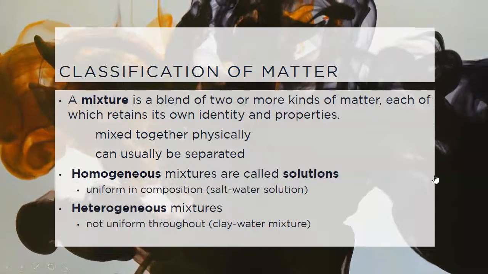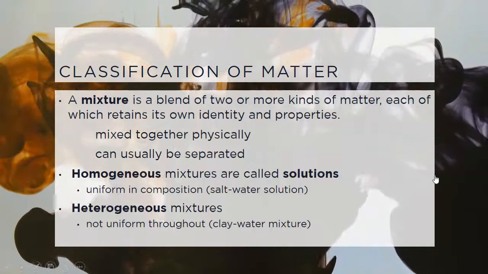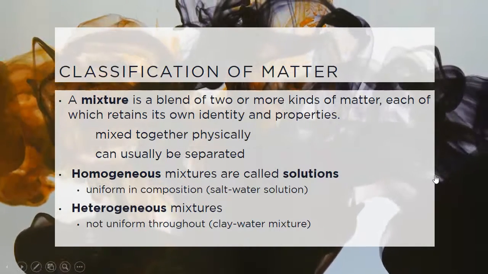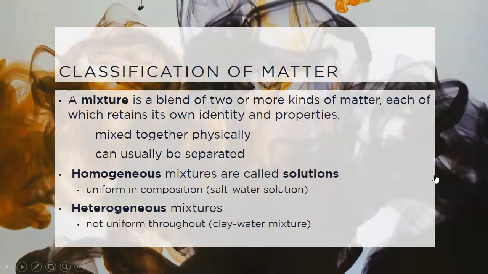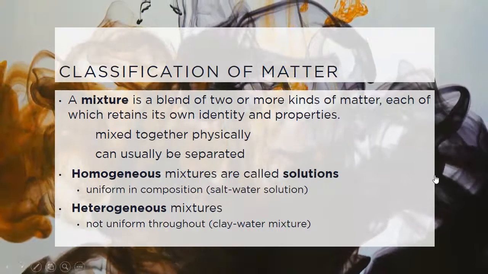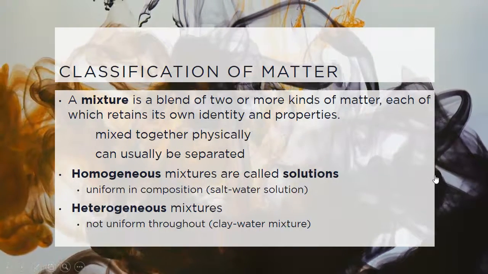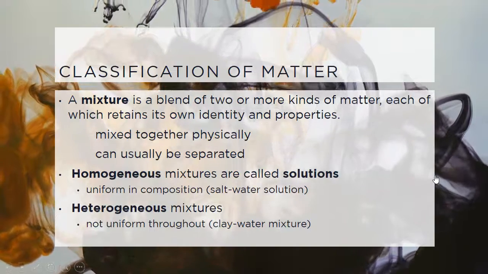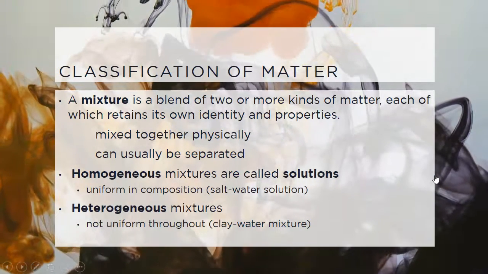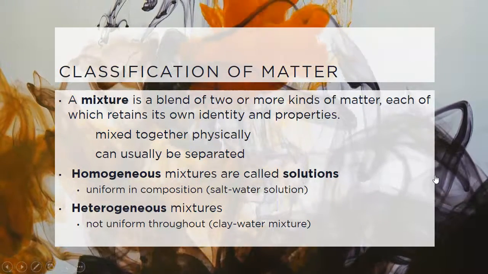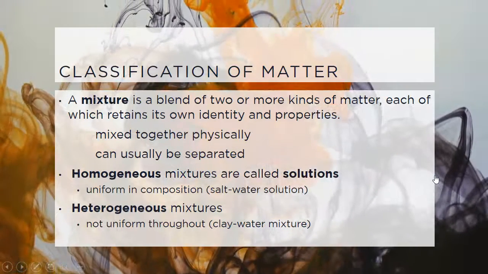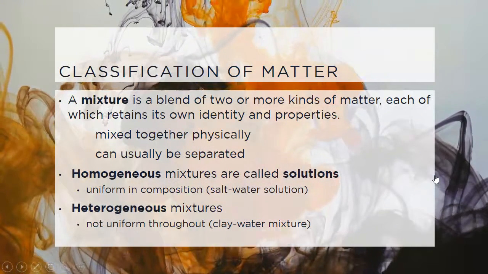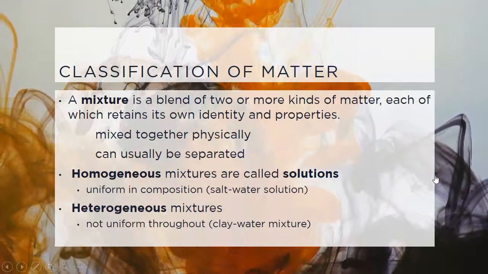So let's define a mixture. A mixture is a blend of two or more kinds of matter. And the key here is they each retain their own identity and properties. So when I mix sugar and water, the water's still watery, it's still liquid, and the sugar is still sugary. It makes the water sweet. So the sugar and the water each still have their own properties. That's why they're a mixture.